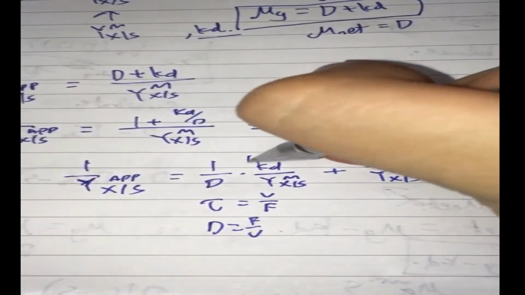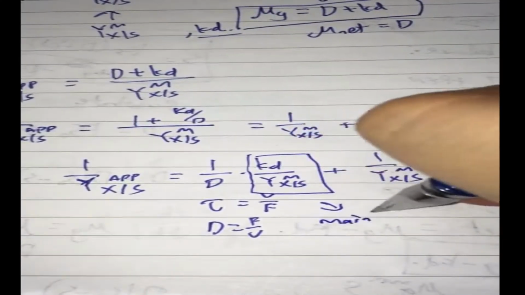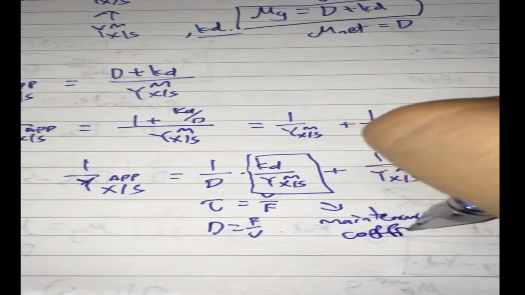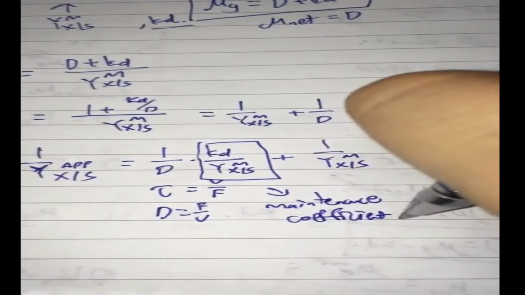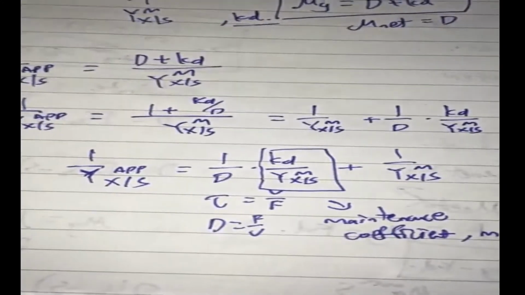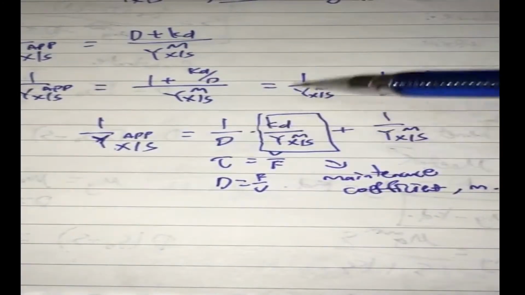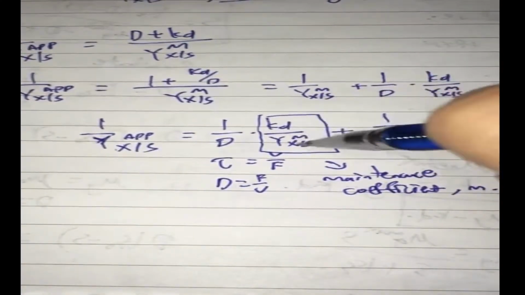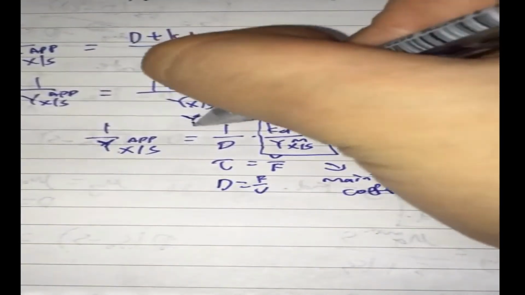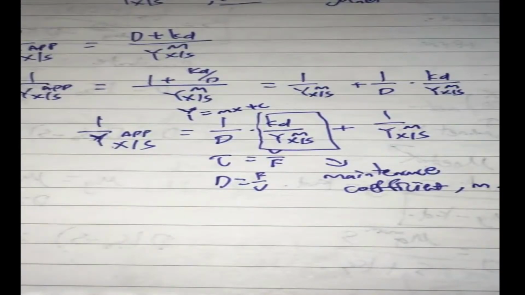So this what you see here, we call it the maintenance coefficient, which is m. So conveniently we just call it m, the maintenance coefficient. So this is the y, this is the x, this is the m, and this is the c. So in the standard y equals mx plus c linear relation, this is what you get.